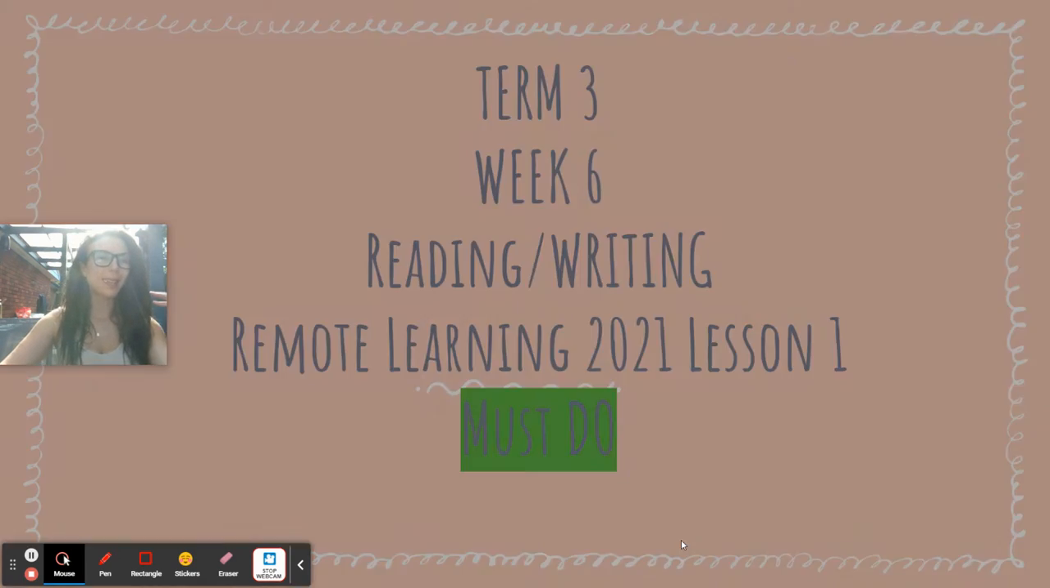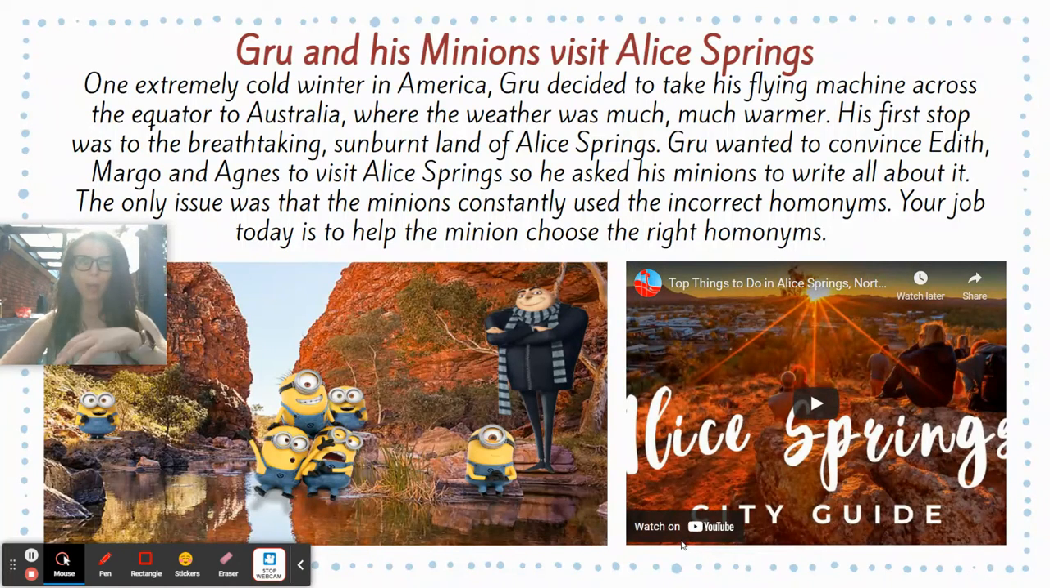We're just going to be looking at examples and building up our writing skills. Now, the storyline I'm going with has to do with Gru and his minions, and it's all about Alice Springs. So after I finish reading and you go back to the slides, watch this video because it's a really good indication of what it's like to be at Alice Springs. Remember, our brochure is not only going to be informative, but it's also going to be persuasive. So you'll get to see different language features.